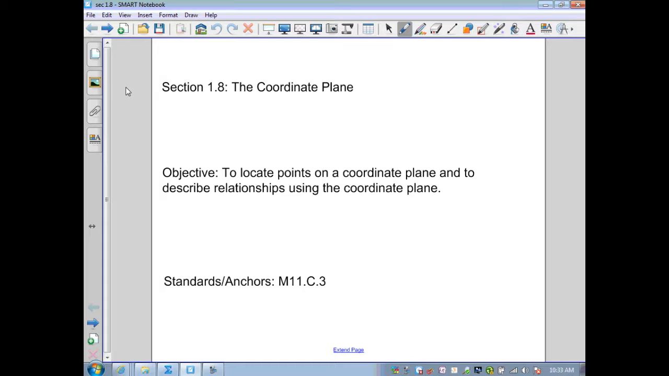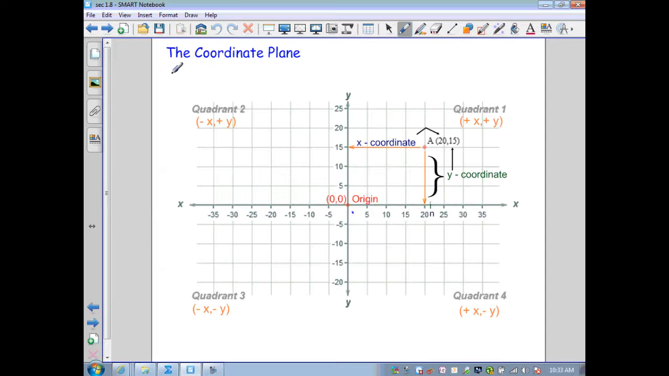Section 1.8, to locate points on a coordinate plane and to describe relationships using the coordinate plane. This diagram illustrates all terms associated with the coordinate plane. Here, we have an x-axis and a y-axis. They intersect at a point called the origin.